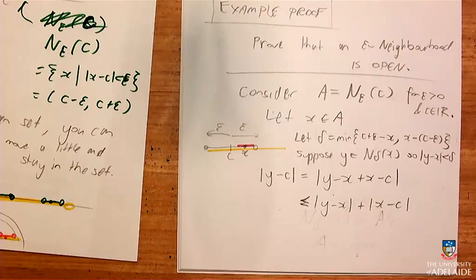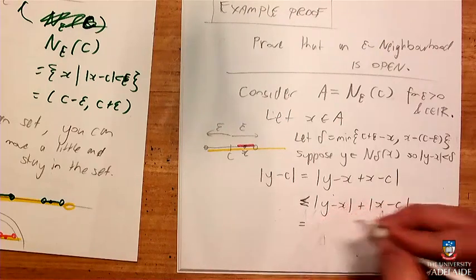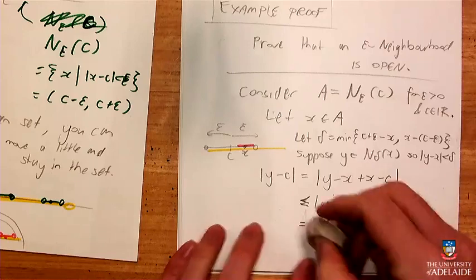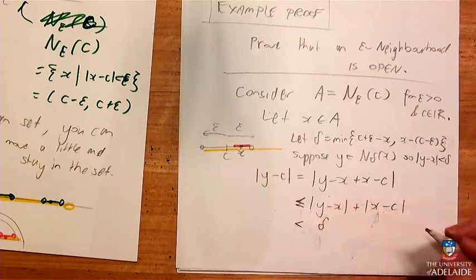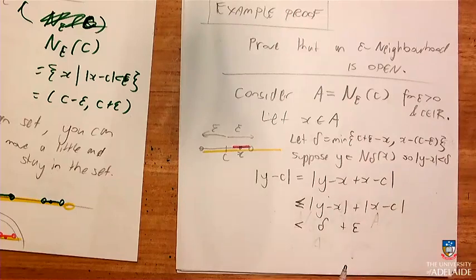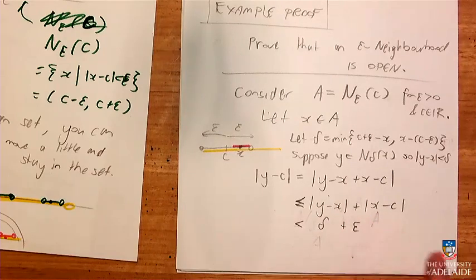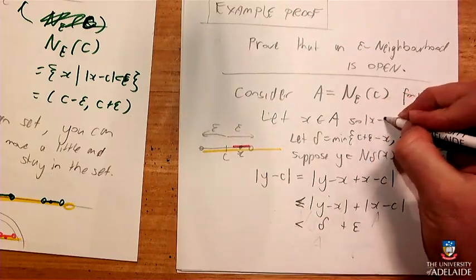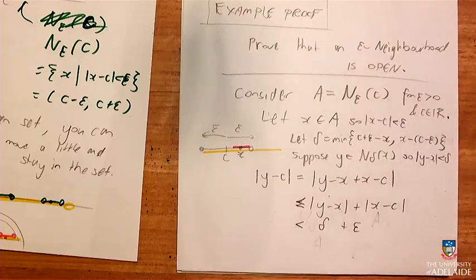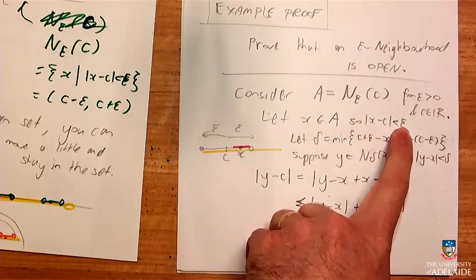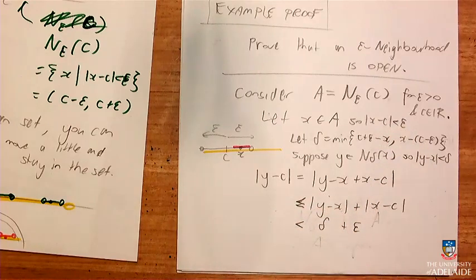Okay. So that's less than delta plus epsilon. Like this is less than delta and this is less than epsilon. That's what being in A means. The distance between x and c has to be less than epsilon. Okay. And we would like to show that this is less than epsilon, which it totally isn't at the moment. It's a little bit more than epsilon.